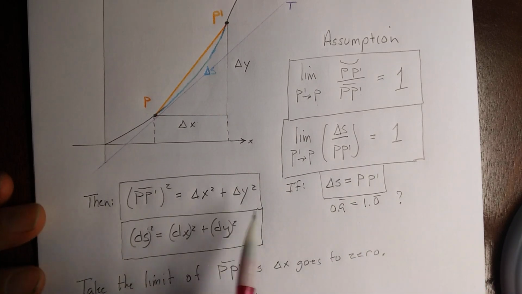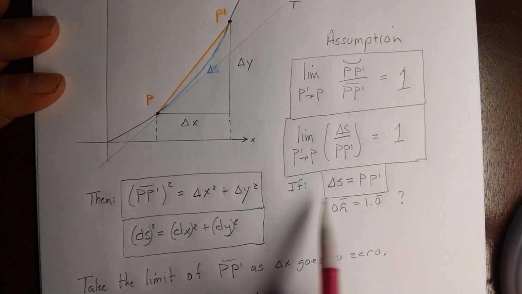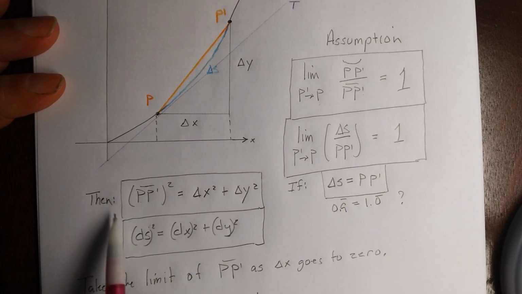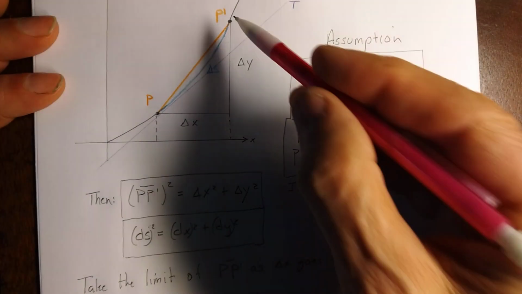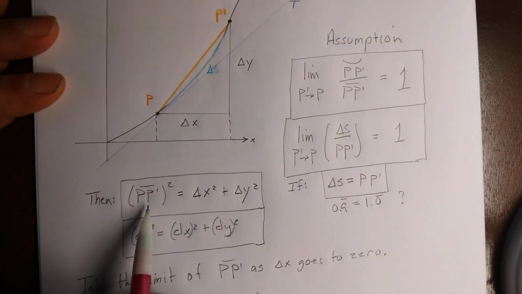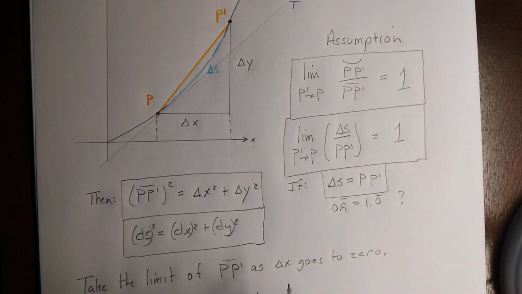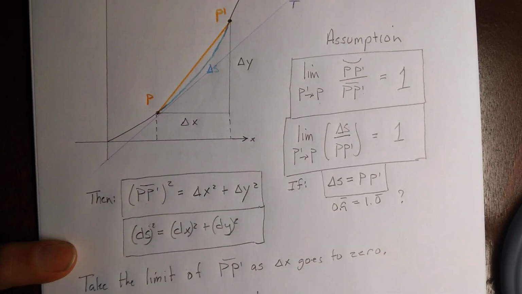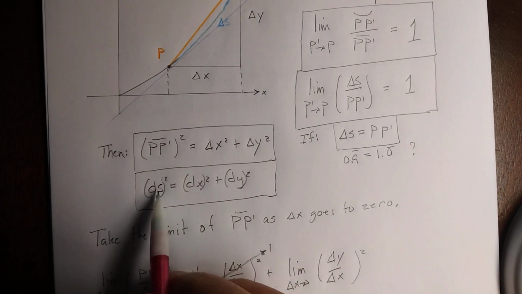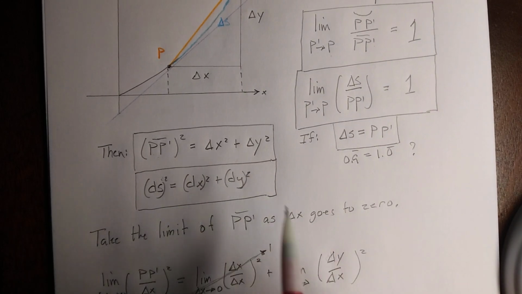So anyway, if this is true, then we can use the Pythagorean theorem. We can say from P prime to P squared is going to be equal to delta x squared plus delta y squared. So if we do use this in terms of calculus, ds squared is equal to dx squared plus dy squared.